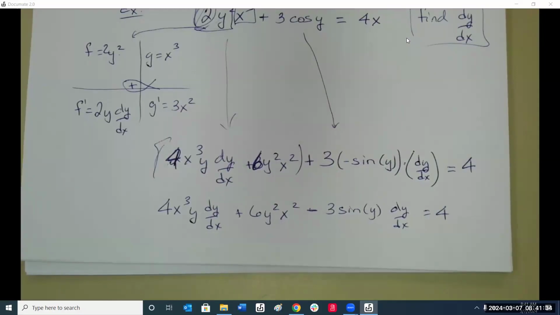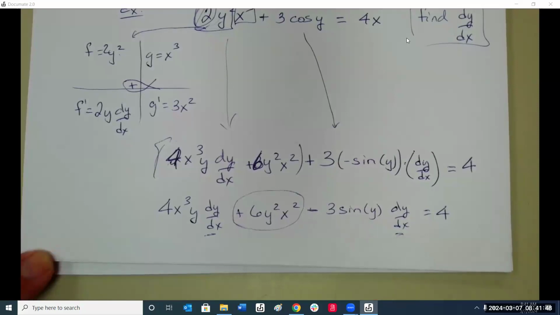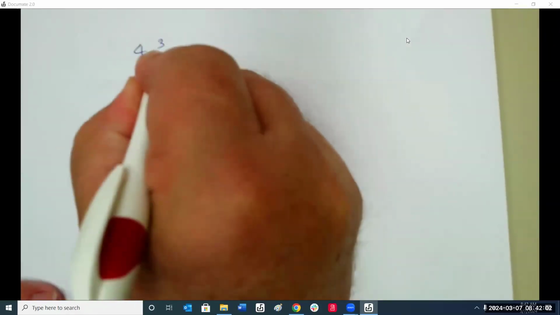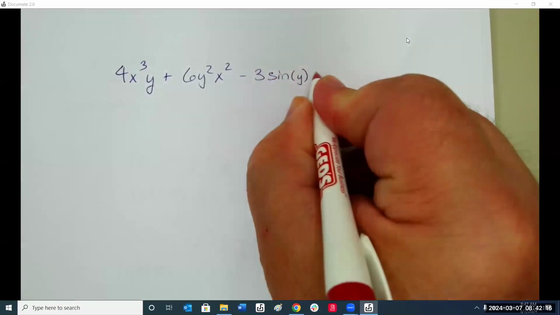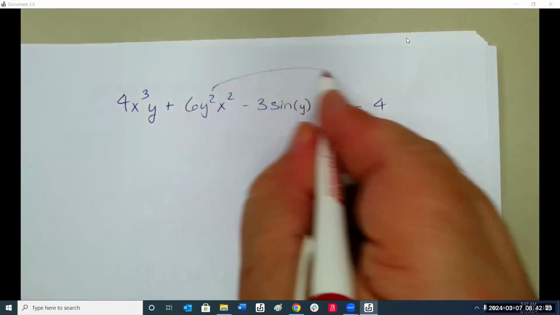So what do we move to the other side? This one here, right? The middle term. Because the first term has dy dx and the last term has dy dx, third term, actually. So we're going to end up with 4x cubed y dy dx, let me rewrite the whole thing. So it's 6y squared minus 3 sine y dy dx equals 4. So that's just carry over. So now I move this over to the other side.